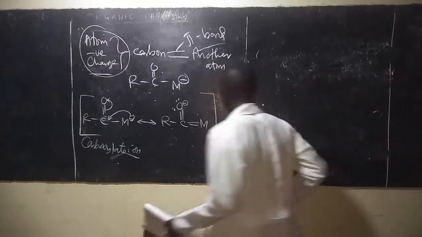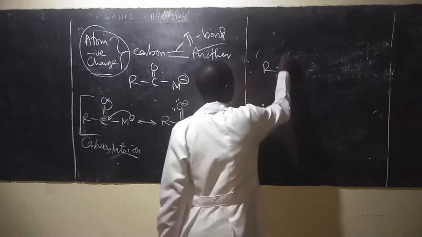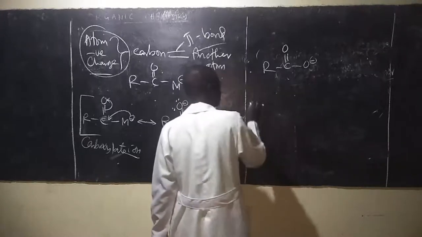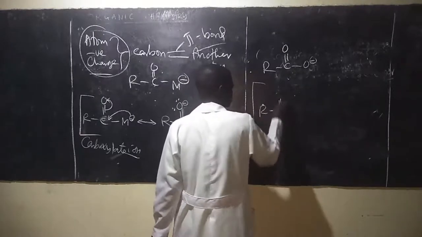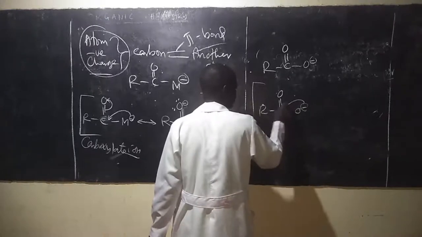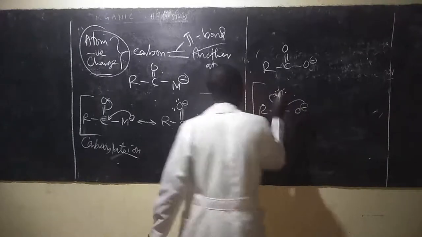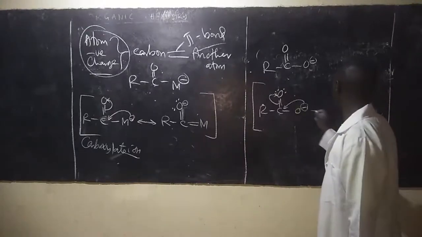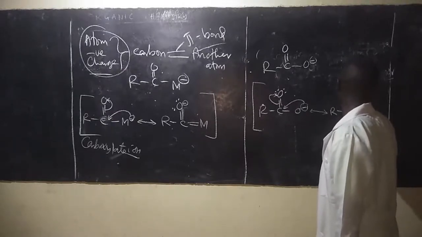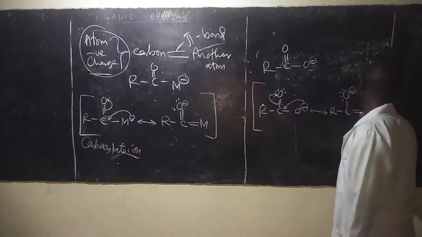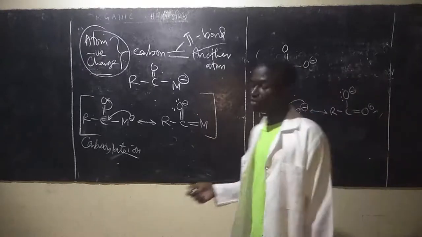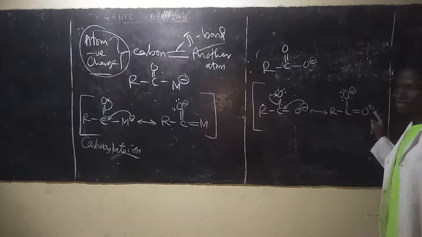For example, when we have R C double bond O, then O negative, this is the carboxylate ion. So what happens in the carboxylate ion? We have R C double bond O, then oxygen negative. This negative will be donated to carbon, then this will be donated to oxygen, having two lone pairs. What will happen here? We will have R C single bond O, two lone pairs, negative charge, double bond O, then this O will become positive because it will be deprived of electrons, since the electrons have been taken by this one.